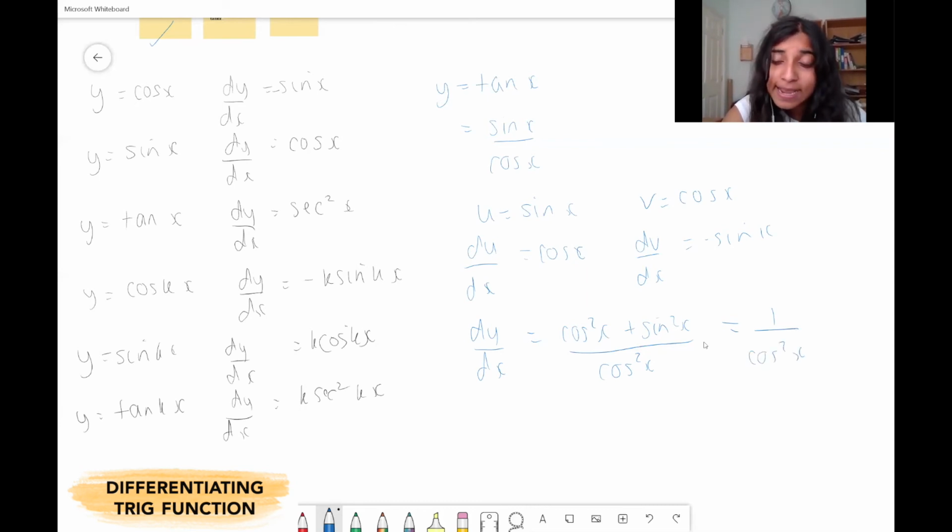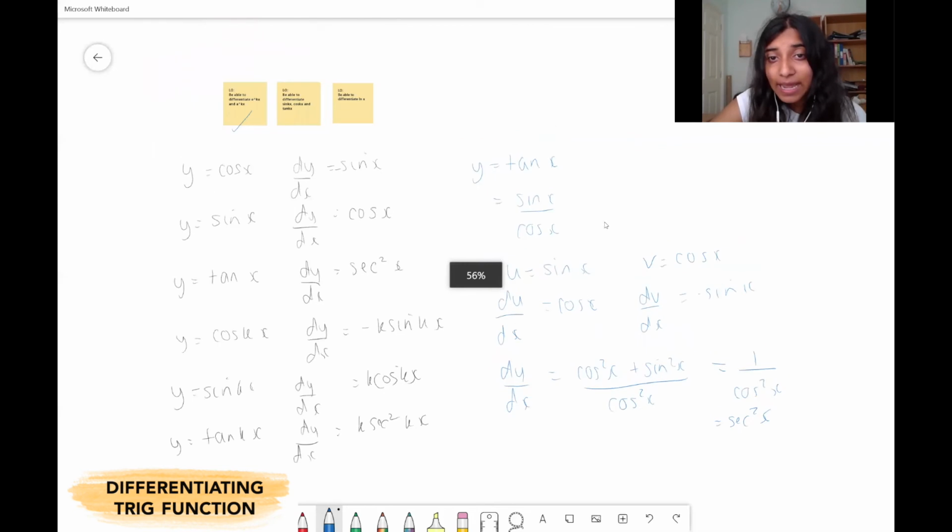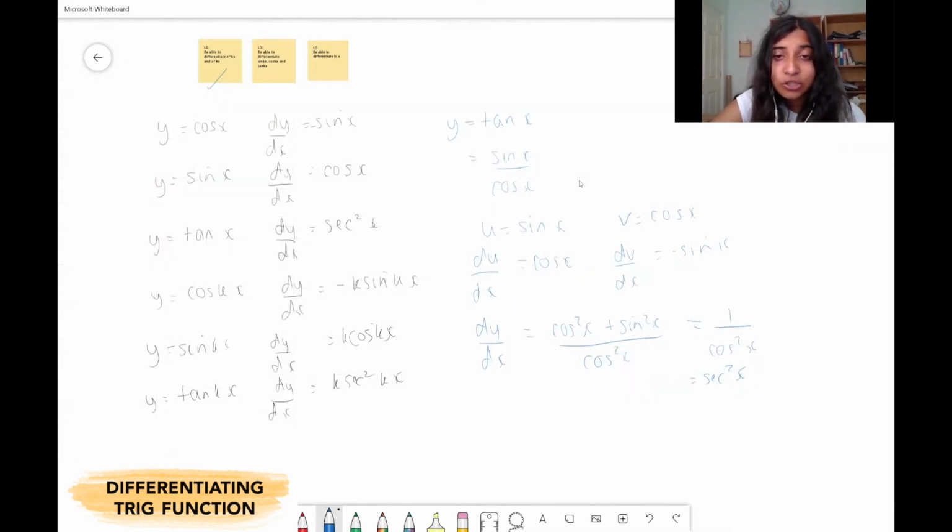And then if you remember from the reciprocal trig functions that 1 over cos squared x is just equal to sec squared x. And that's how you get your derivative of tan x. So you're just using the identity that tan x is equal to sine x over cos x, and then as long as you remember what the derivatives of cos and sine are, you can just use the quotient rule to derive this as sec squared x.